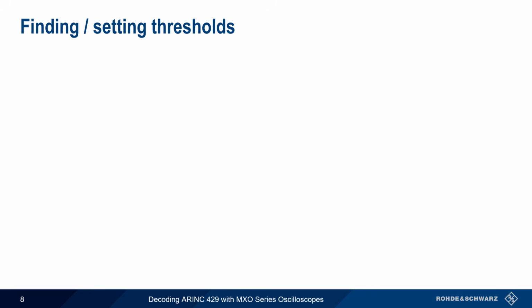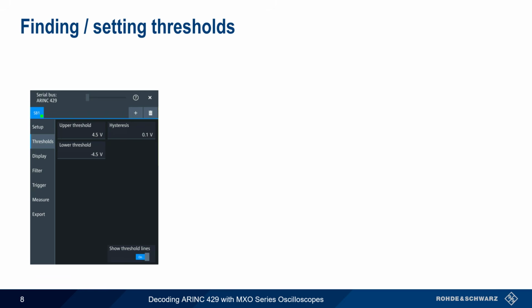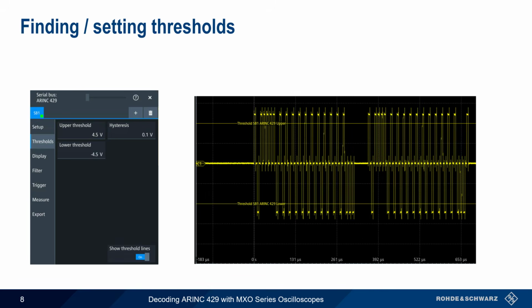After verifying that the input channel levels and time base are configured properly, the next step is setting thresholds. These are voltage values that differentiate a logical 1 from a logical 0. Here, the upper threshold is set to 4.5 volts, and the lower threshold is set to minus 4.5 volts. Enabling Show Threshold lines can make it easier to determine whether these thresholds are configured correctly for the measured bus signal.